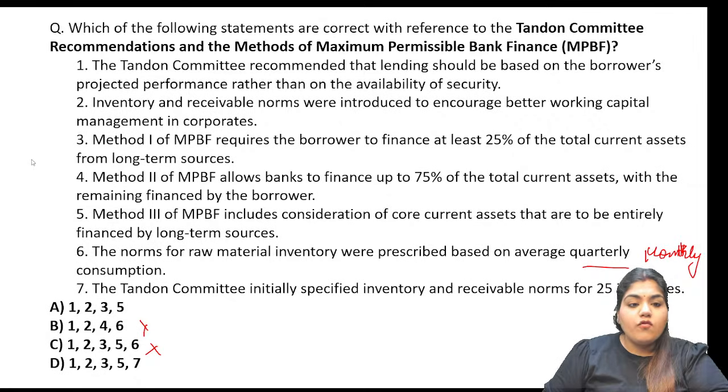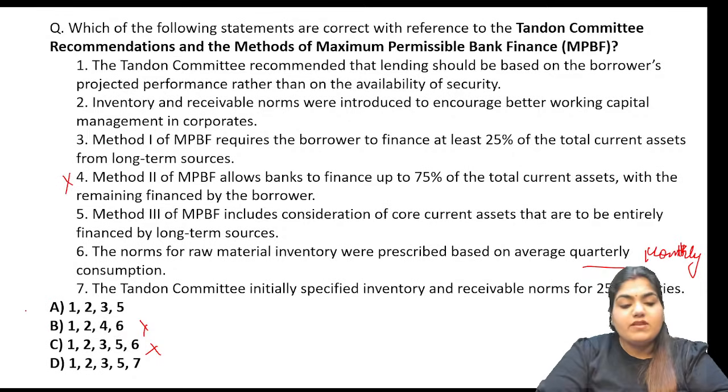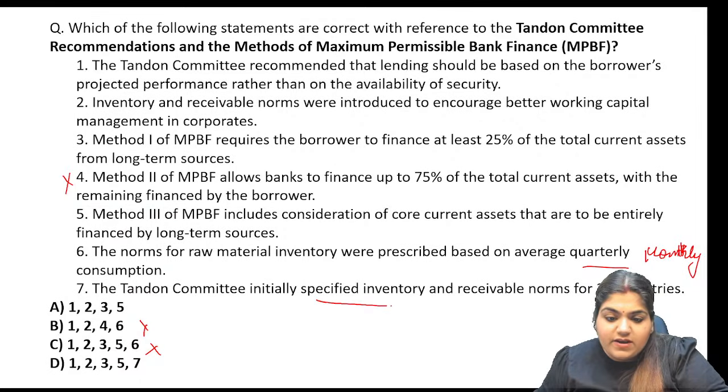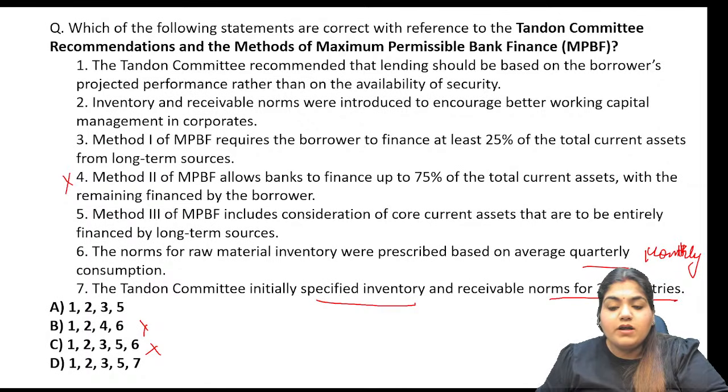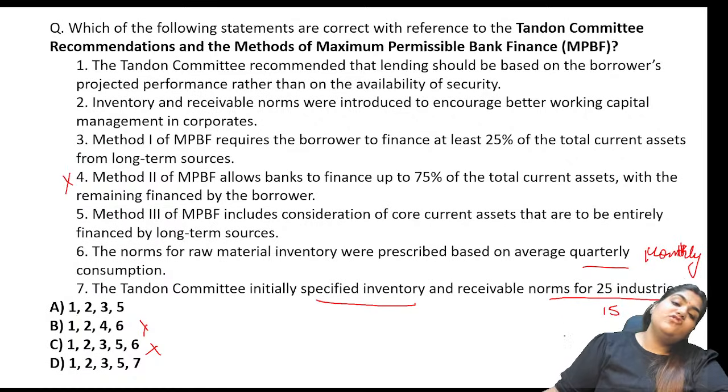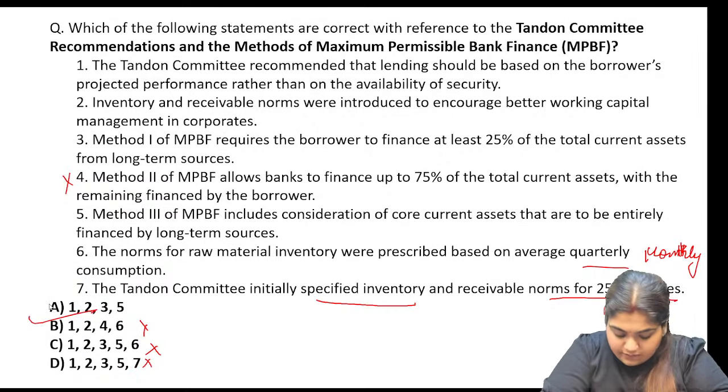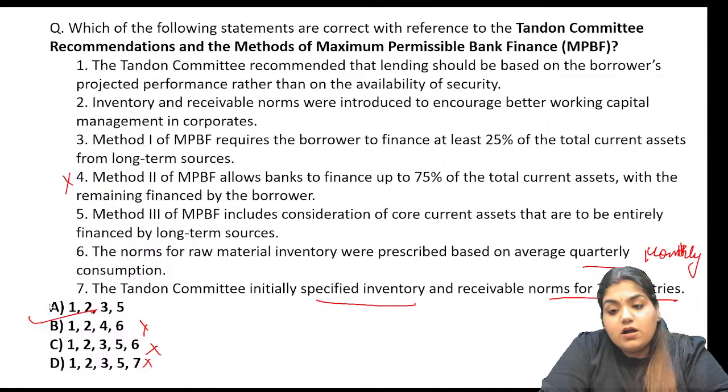Statement number 4 is incorrect. Let's see whether statement number 7 is correct or not. The Tandon Committee initially specified inventories and receivable norms for 25 industries. It set it up for 15 industries, not 25. Statement number 7 is incorrect. That will give us A as the correct answer. A is the correct answer.